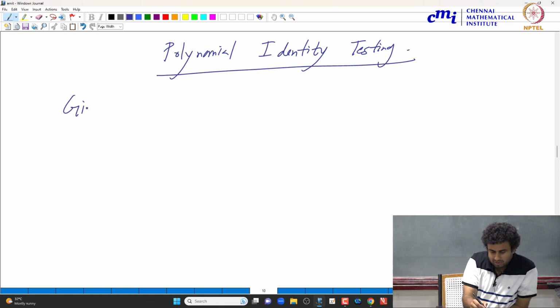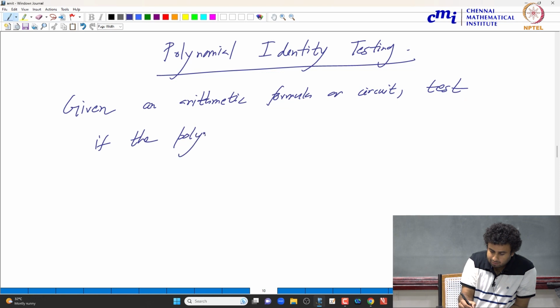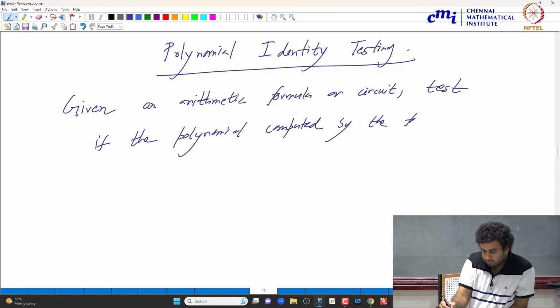So we can be a little more precise now. Given an arithmetic formula or circuit, test if the polynomial computed by the formula or circuit is identically 0.